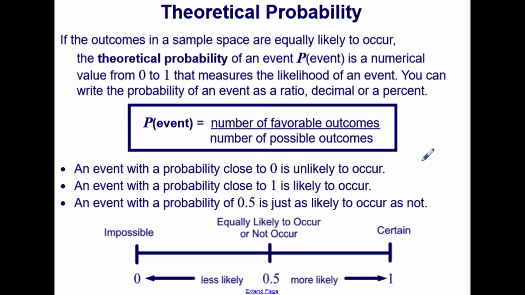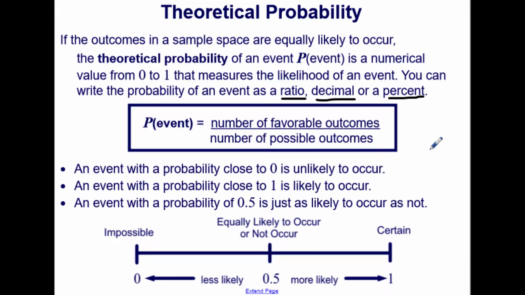Theoretical probability. If the outcomes in a sample space are equally likely to occur, the theoretical probability of an event, capital P in parentheses of the event, that's the notation we use, is a numerical value from 0 to 1 that measures the likelihood of an event. You can write the probability of an event as a ratio, decimal, or percent. So here is a summary. The notation we use is P of the event is equal to the number of favorable outcomes over the number of possible outcomes.